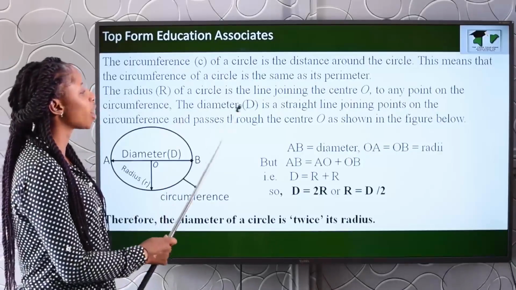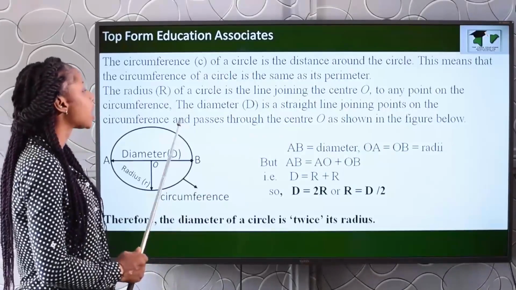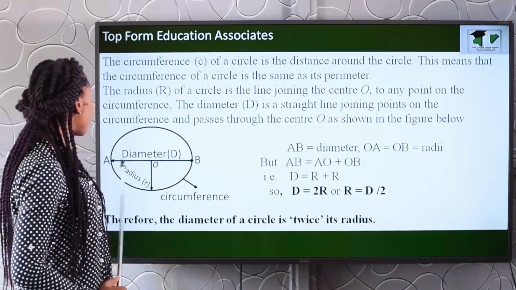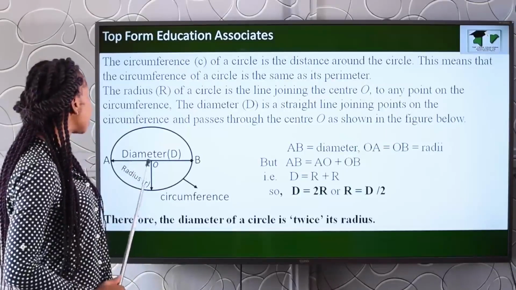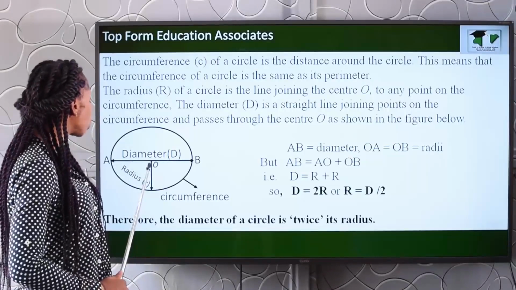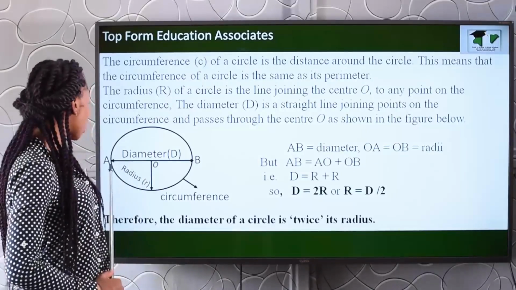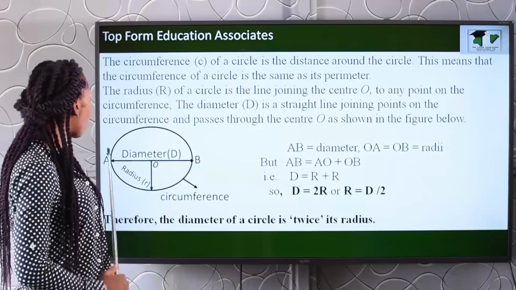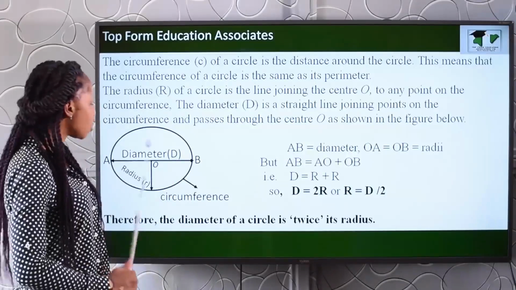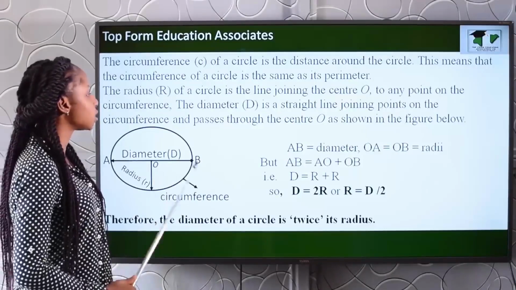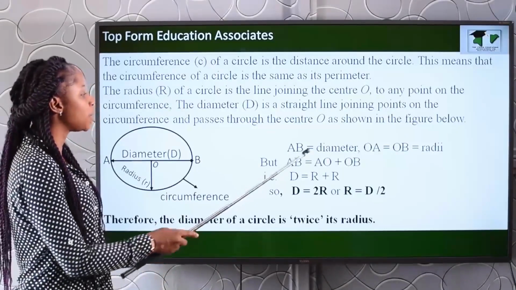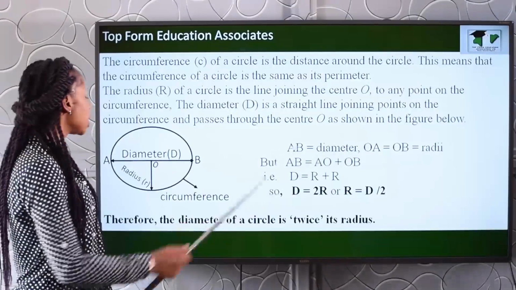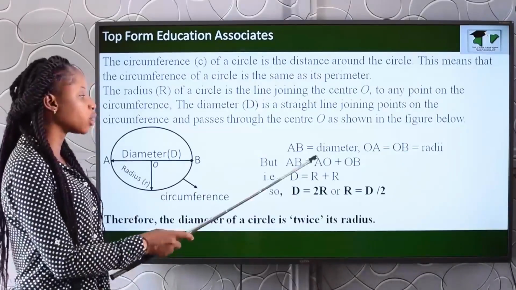Now, the diameter is a straight line joining points on the circumference and passes through the center O as shown in this figure. The difference between the diameter and the radius is that the radius starts from the point O to any point on the circumference, while the diameter cuts across the point O from one end of the circle to another end of the circle. That is the diameter. Now, AB equals diameter.